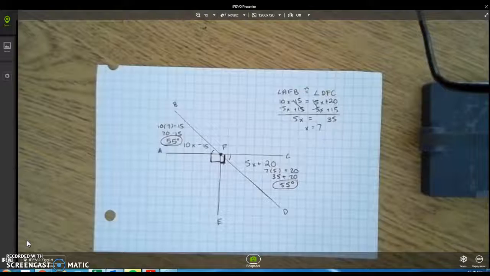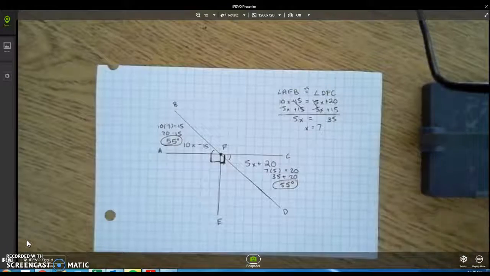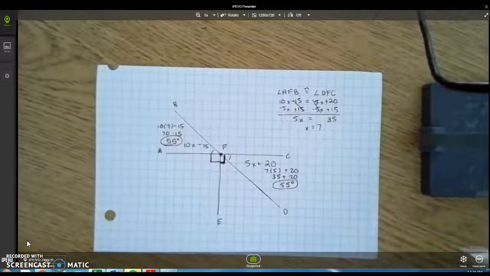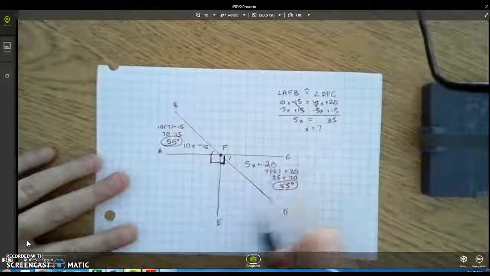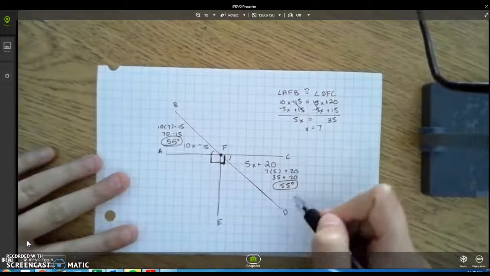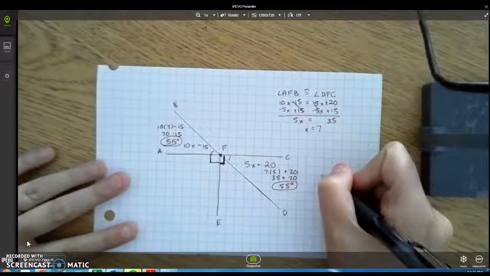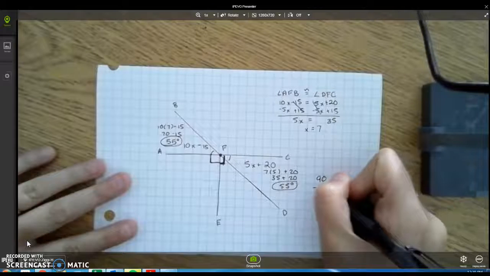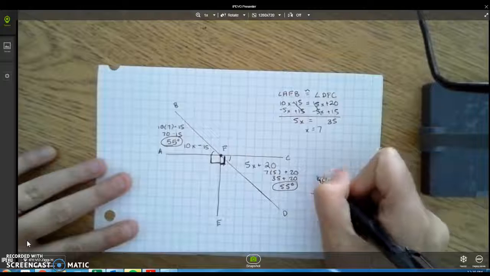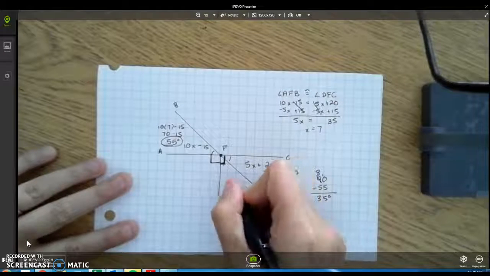Now, we are going to use this 55 degrees rather than the x value to find the rest. So this is a right angle. I know that the two angles inside the right angle have to add to 90 degrees because they are called complementary. So I'm just going to say 90 minus 55. This must be 35 degrees.